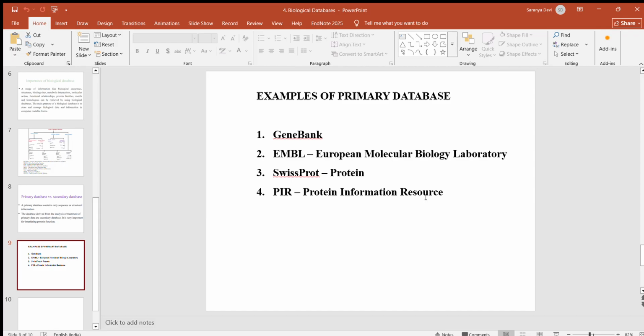So in this session we have seen a little bit about biological databases and their types. We will see more in the next video.